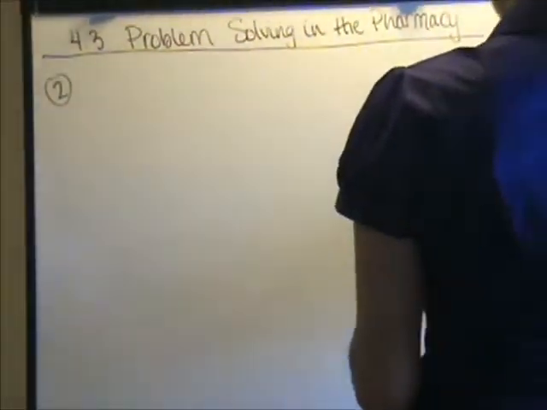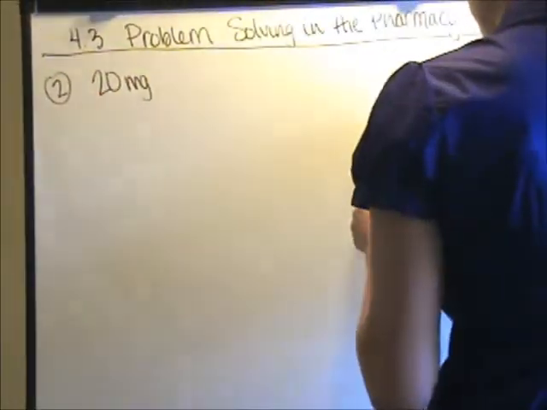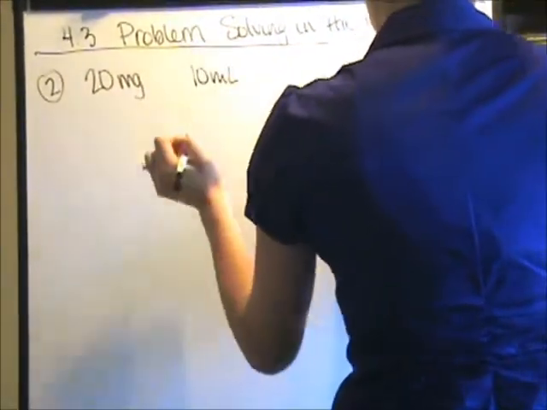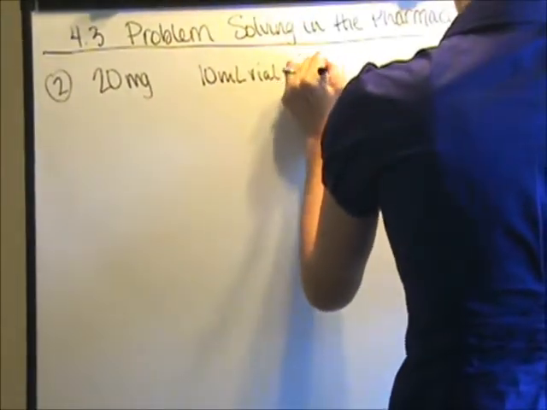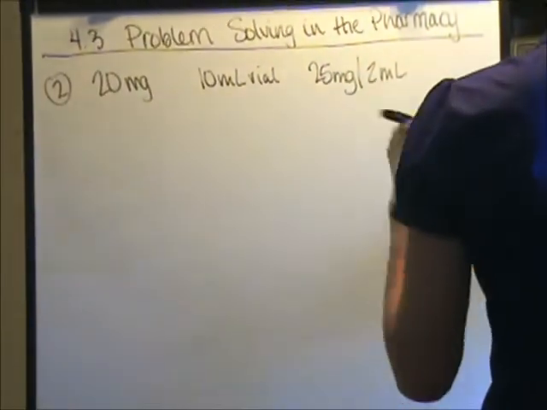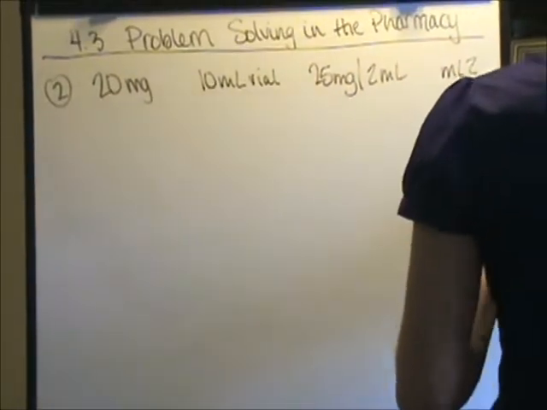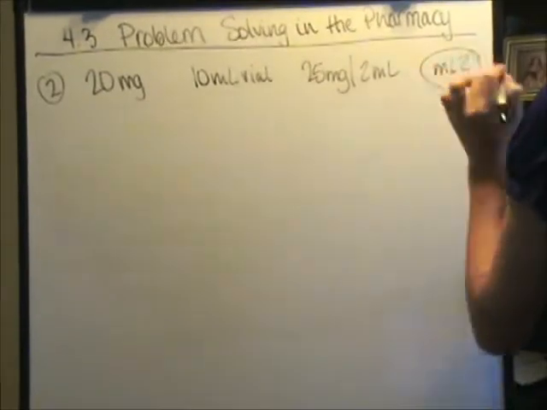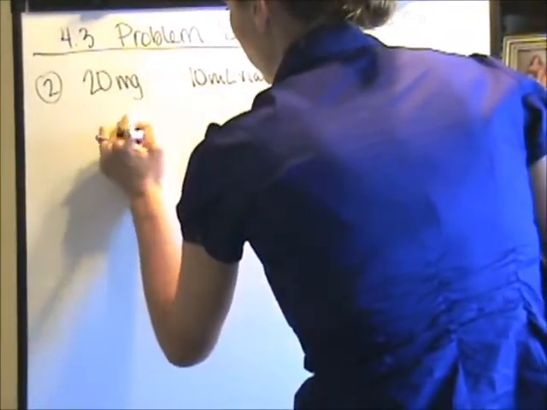Number 2: a prescription order is written for 20 milligrams of medication. The pharmacy has on hand a 10 ml vial of 25 milligrams per 2 ml solution. How many milliliters will be prepared for this patient? So right there it asks you what the question is. How many milliliters? We know that that's what we're going to be looking for.